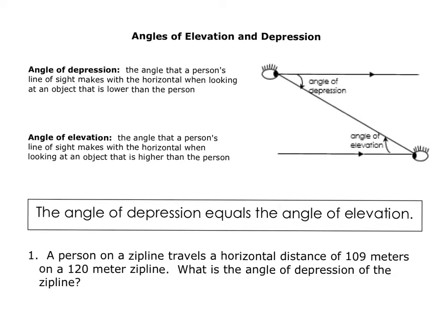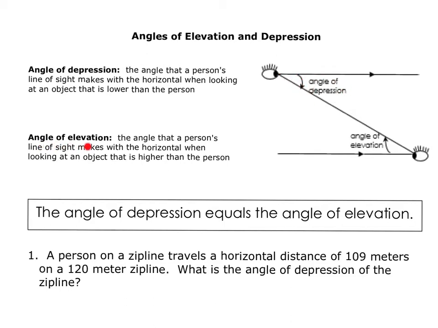All right, so the angles of elevation and depression. The angle of depression is the angle that a person's line of sight makes with the horizontal when looking at an object that is lower than the person. So if the line of sight is straight out, looking down, that would be our angle of depression.